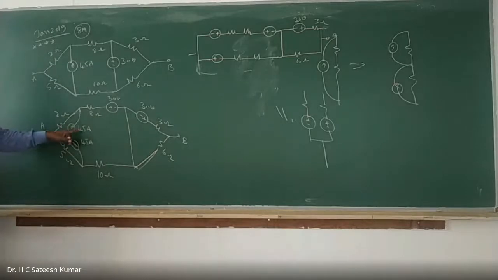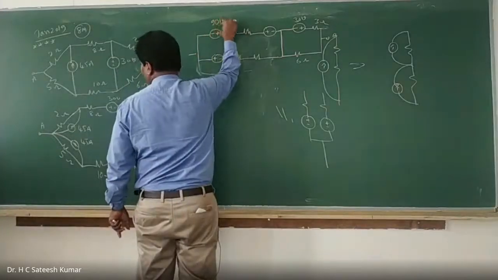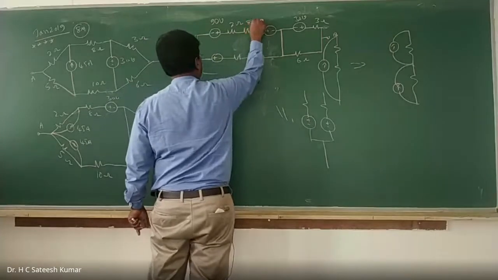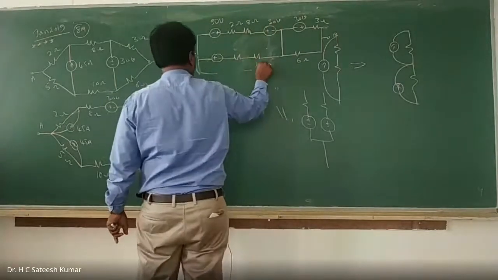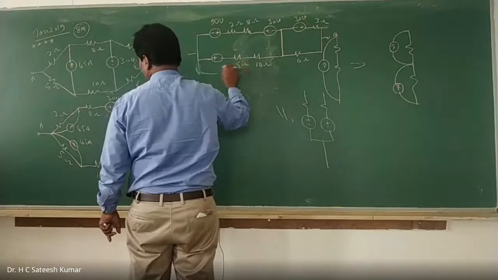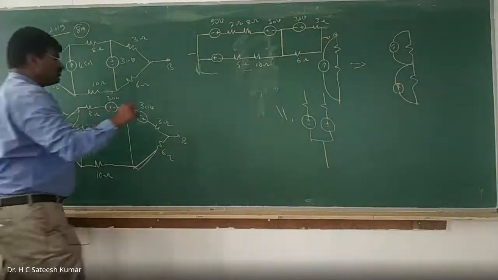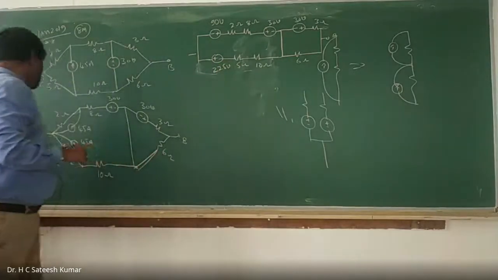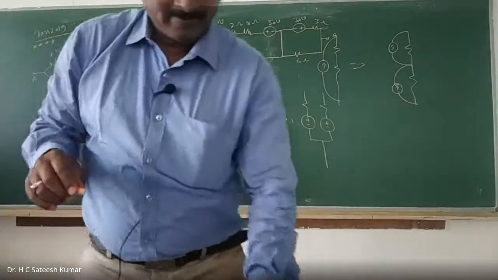So what is it that we have? 45 into 2, so 90 volts, V is equal to IR, 90 volts, and the resistance value is 2 ohms, and this is 8 ohms, and this is 30 volts. Okay, right? This is 10 ohms, and this is 5 ohms, and this voltage is 45 into 5. I think it is 225, if I am right. 225 volts. 225 volts we have. Right?